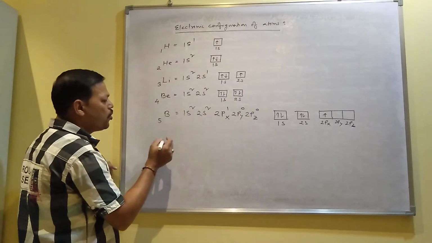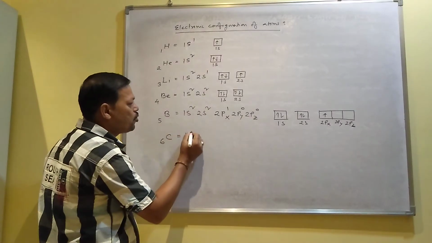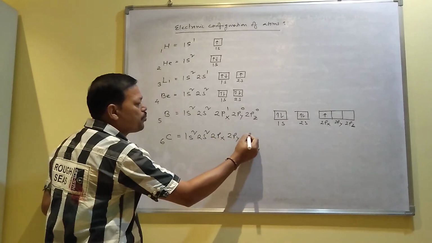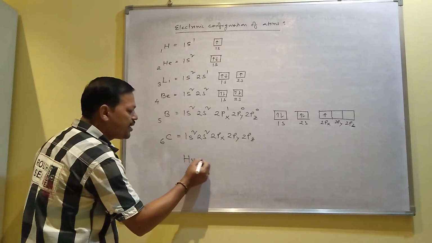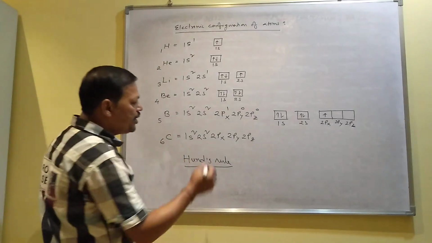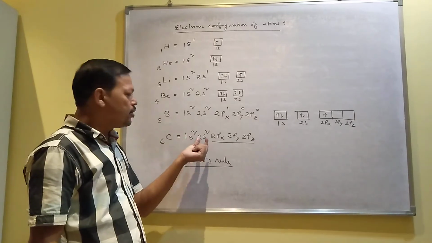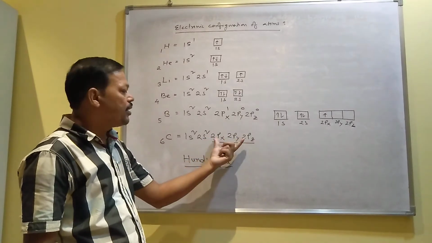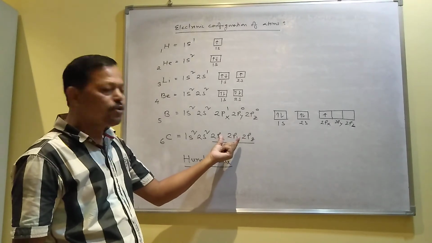After boron, next one is carbon. Atomic number 6, I mean it contains 6 electrons. So 1s2, 2s2, now 2px, 2py, 2pz. Here also there is a rule which is called Hund's rule, H-U-N-D, Hund's rule. According to this rule, in case of equal energy orbitals, you know 1s is lower in energy than 2s, 2s is lower than 2p, but 2px, 2py, 2pz, their energies are the same because they are present within the same subshell 2p.